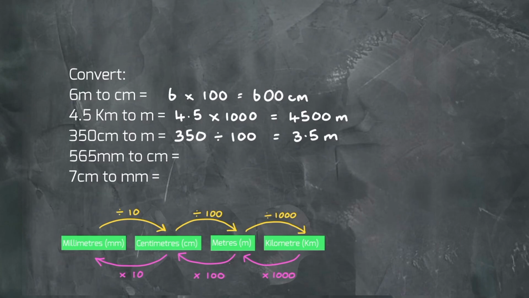565 millimetres, you should have divided by 10, which gives you 56.5 centimetres. And 7 centimetres to millimetres, you should have multiplied by 10, which gives you 70 millimetres. Did you get them all correct?